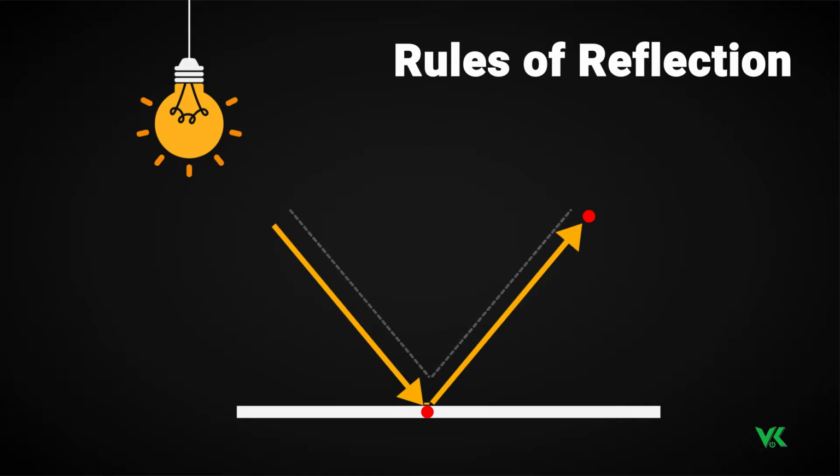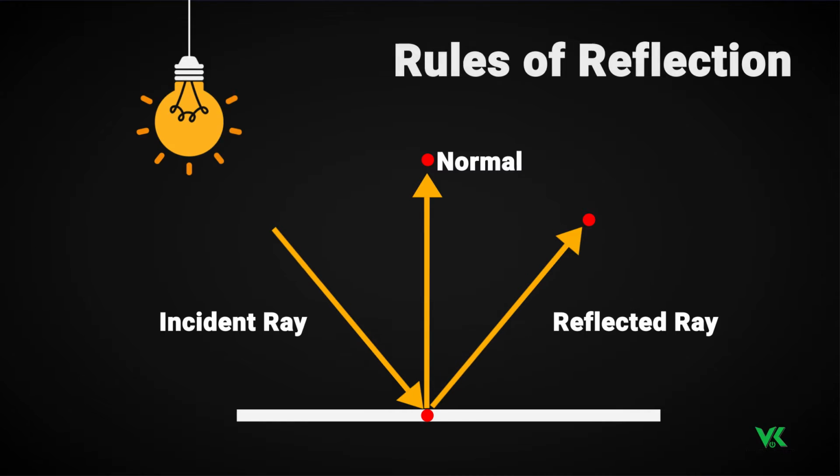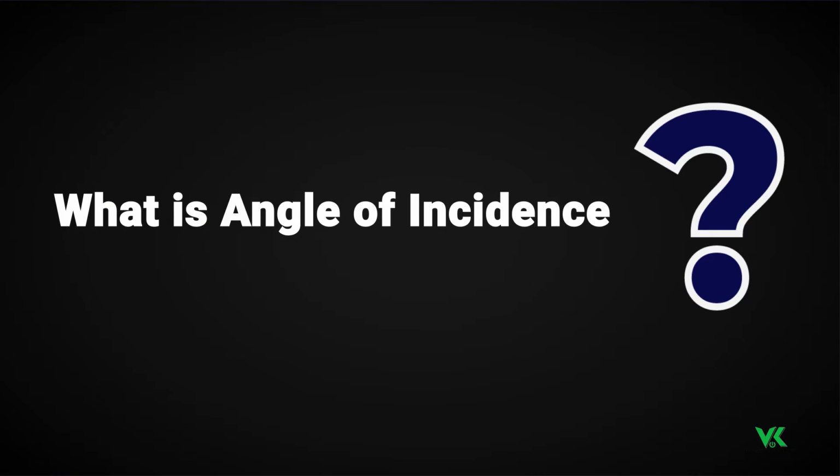If we draw a perpendicular line at the point between the incident ray and reflected ray, that is called the normal. Now you may have a question: what is the angle of incidence and what is the angle of reflection?